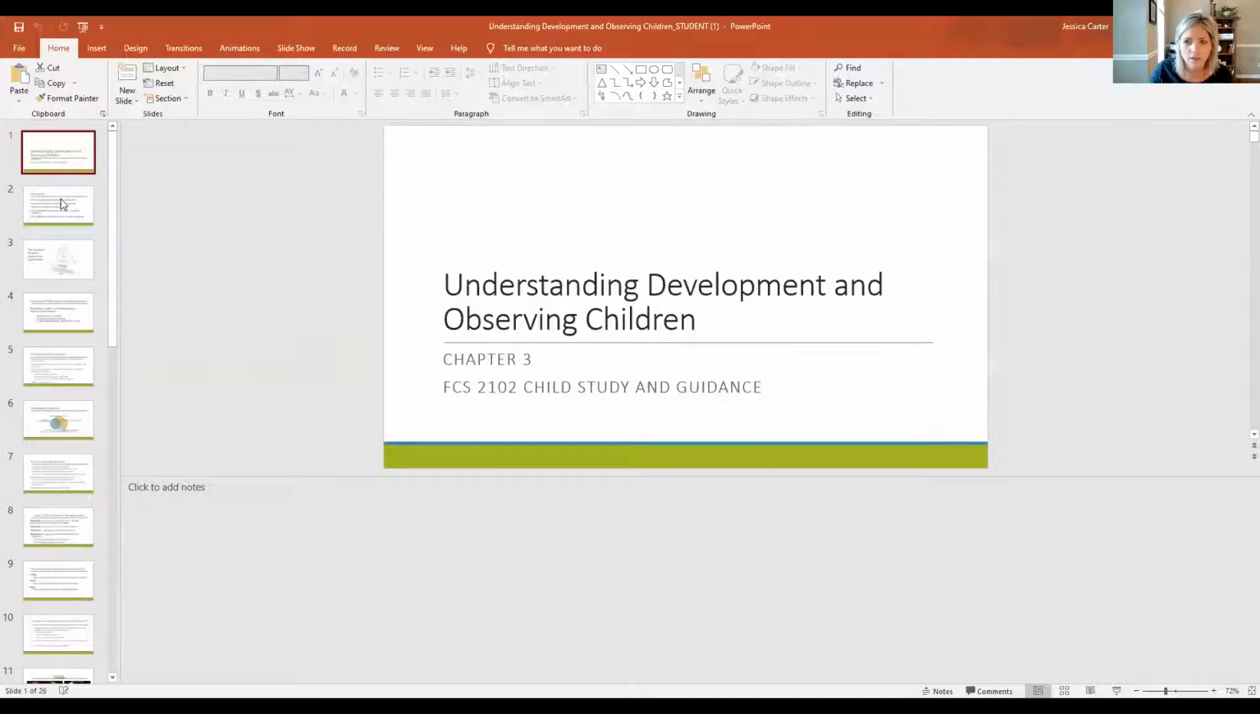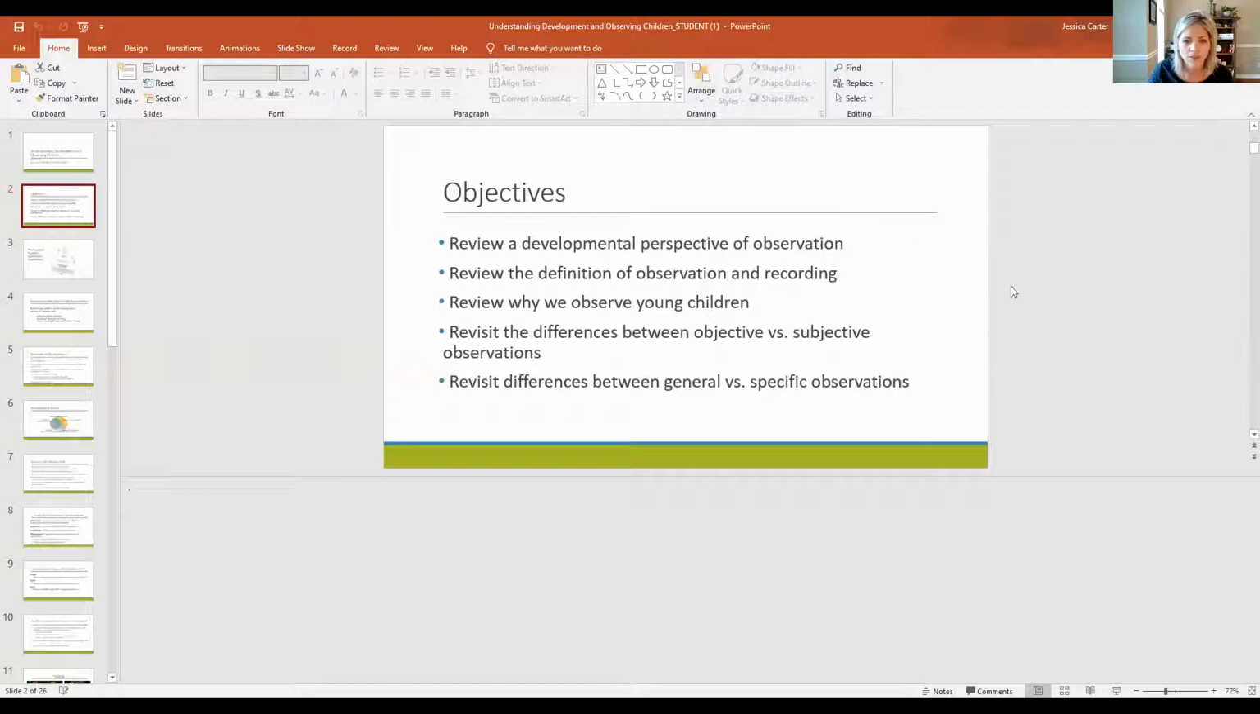Hi, everybody. Today, we are going to be talking about understanding development and how our understanding of development is going to inform our observation of young children. I'm going to get the PowerPoint pulled up for you here, and then just briefly share what we want to achieve today.